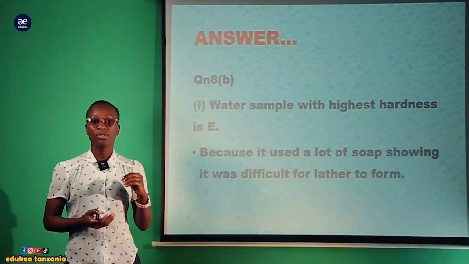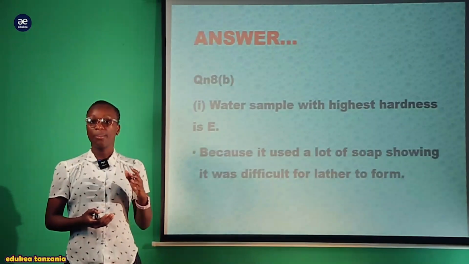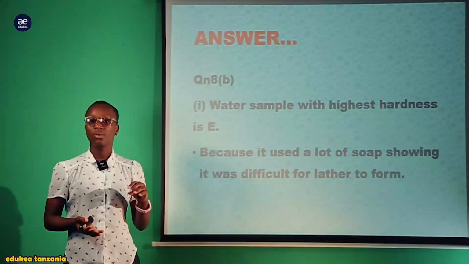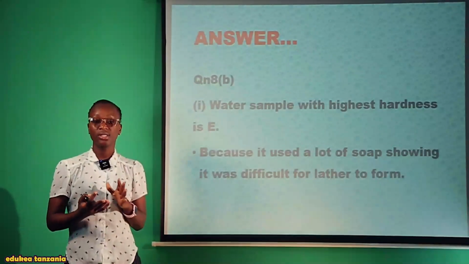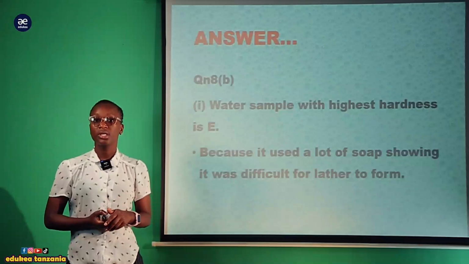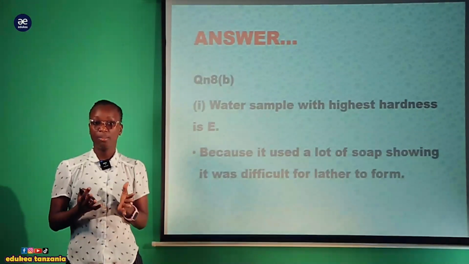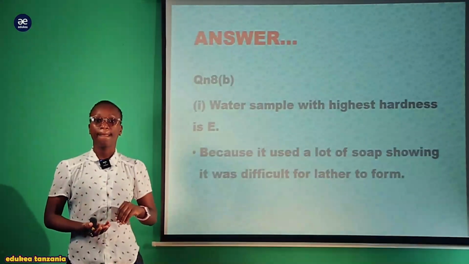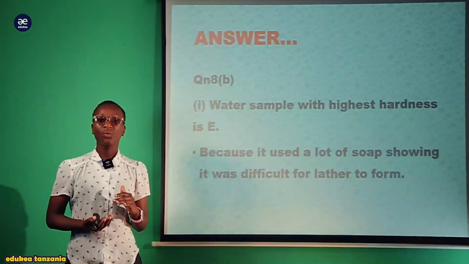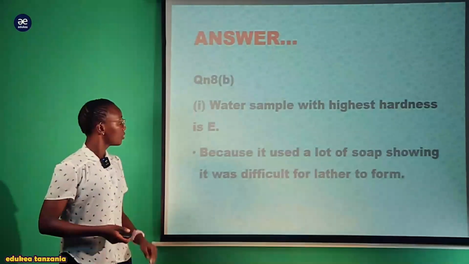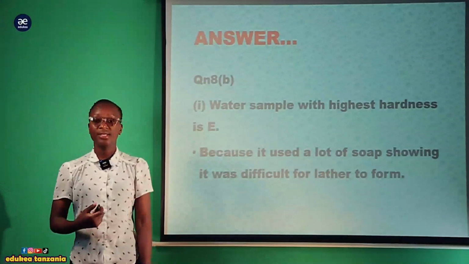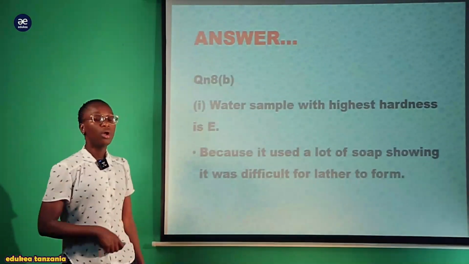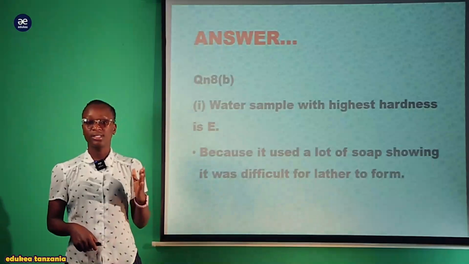That's why we had almost 6 point something compared to others. Others were 0.2, 3.7 and so forth, but this one was 6 point something. So you can see that a large amount of soap was used so as to make a lather, the foam. So it was very hard to get foam with a small amount of soap, because sample E had the highest hardness content. So the student is required to show, to identify which water sample it is, and after that give the reason. So that is how the student was required to do it.